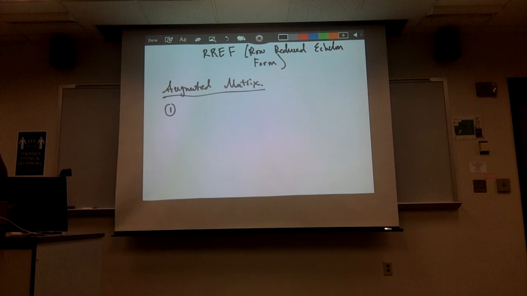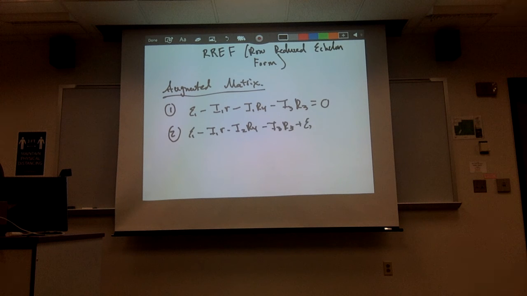Our first equation was that we had E1 minus I1 R minus I1 R4 minus I3 R3 is equal to 0. And then our second equation was minus I1 R minus I2 R4 minus I3 R3 plus E2 plus I2 R2 plus I2 R1 was equal to 0. And then finally, our junction said that we had I3 was equal to I1 plus I2.